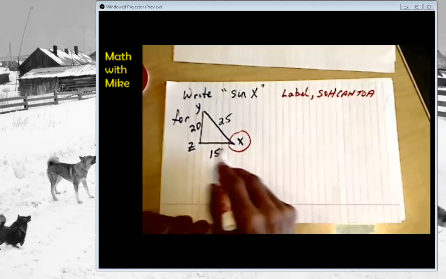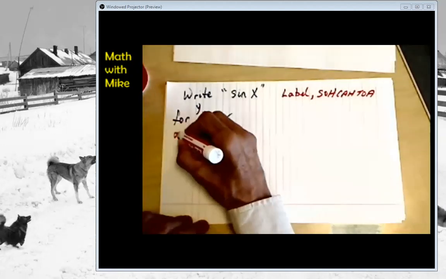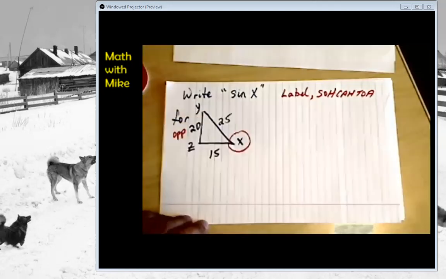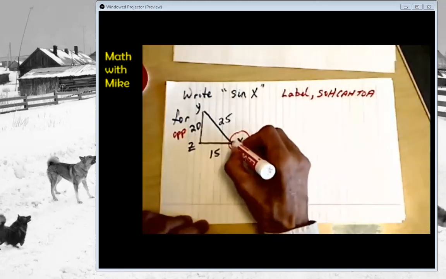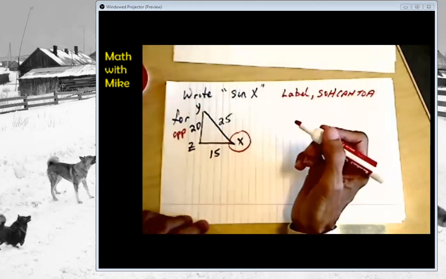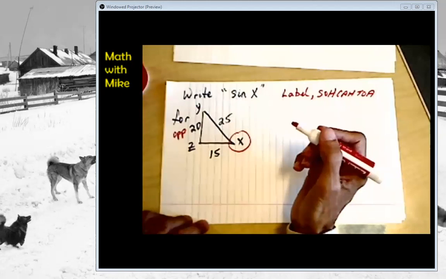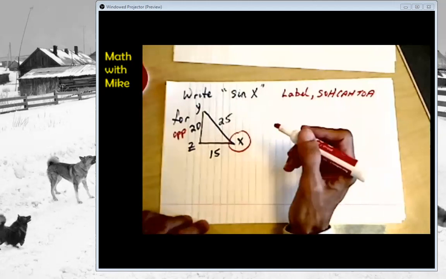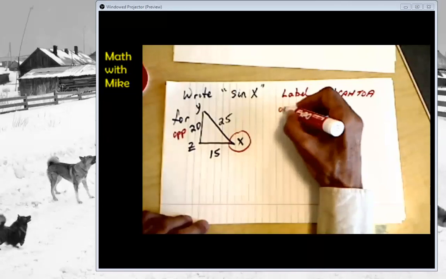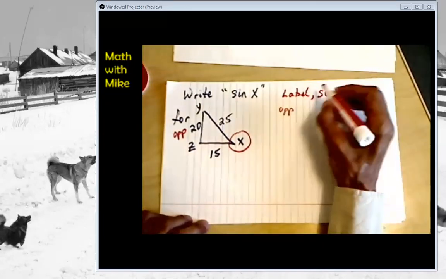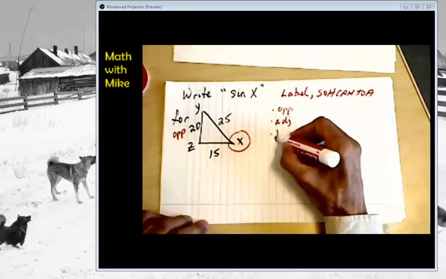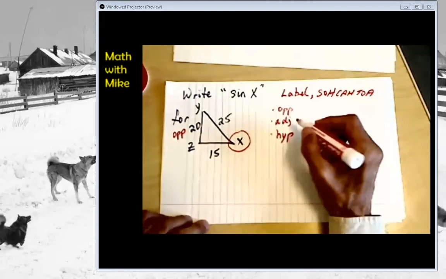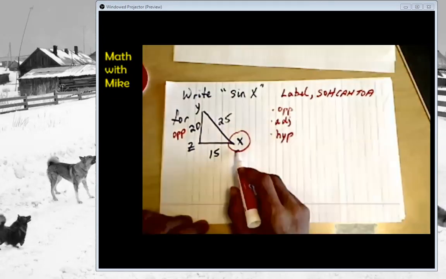Opposite X is going to be the 20. So what's this side going to be then? What's the 15? No, we're looking for a name. When we say label the sides, we're talking about, is it the opposite side or is it the adjacent side or the hypotenuse? That's what the labeling means. And remember, it matters what angle we're looking at, right?